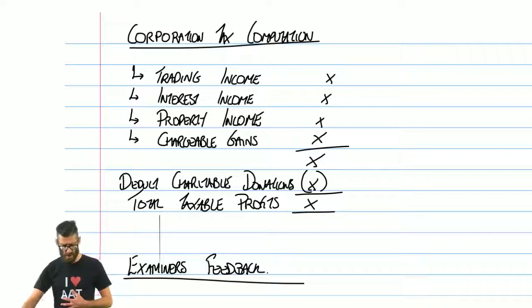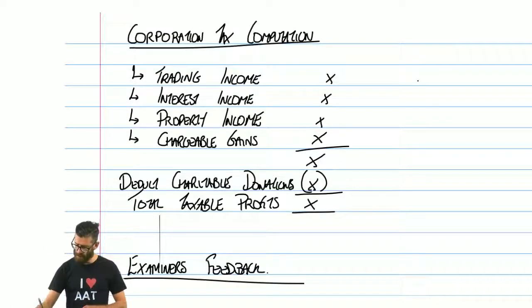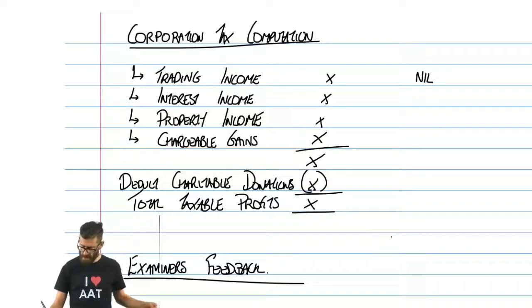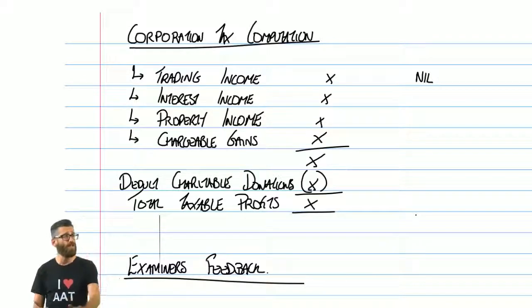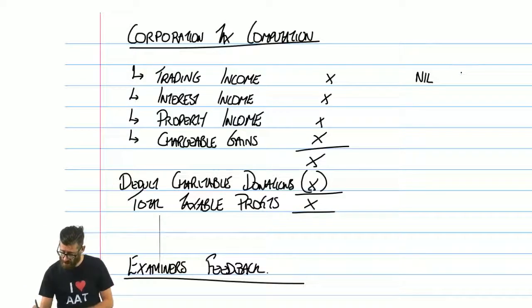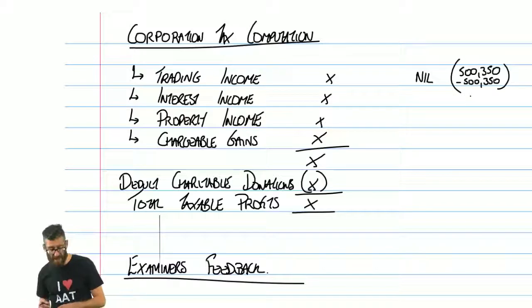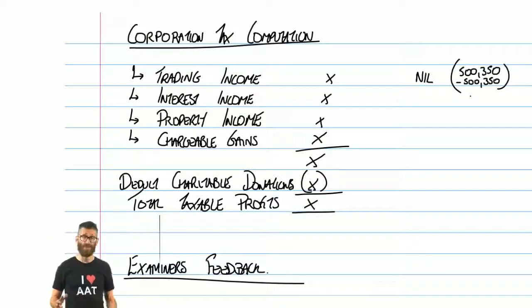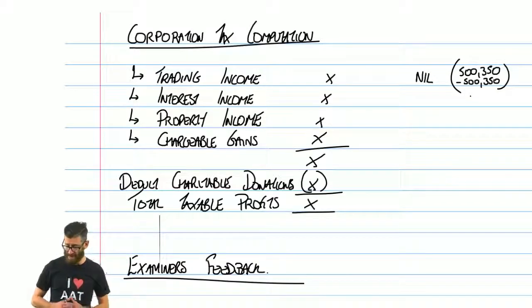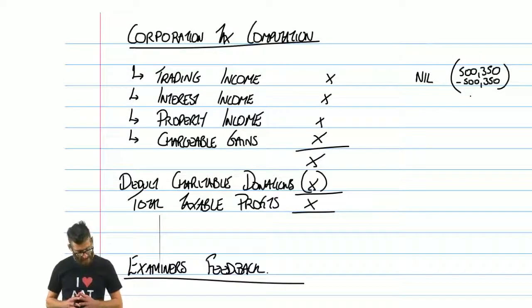So I'll do this alongside. Our trading income, if you recall, is nil. Our interest income, in this particular requirement, there was none. And if you're wondering why the trading income is nil, it's because we had 500 and 350 deducting the 500 and 350, subsequently bringing us down to nil. Interest income. Well, the interest income we had was also nil.